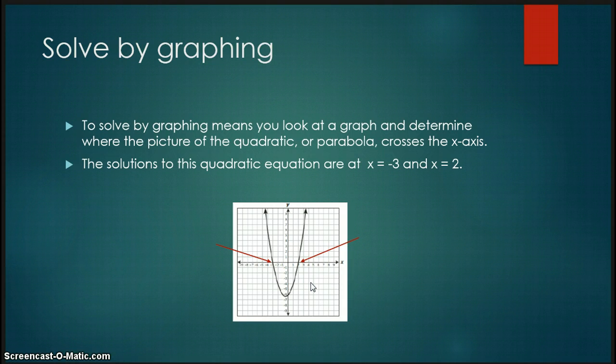Here you can see that the parabola crosses at positive 2, and again over here at negative 3. So it's very easy to say that the solution to this quadratic equation is at x equals negative 3 and at x equals 2.